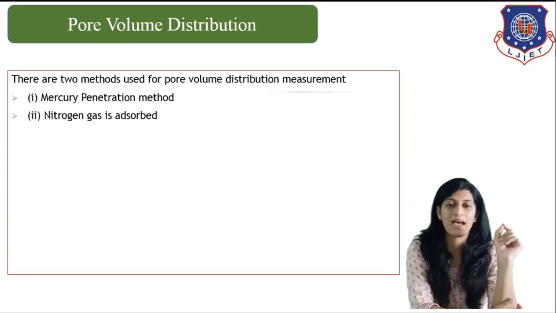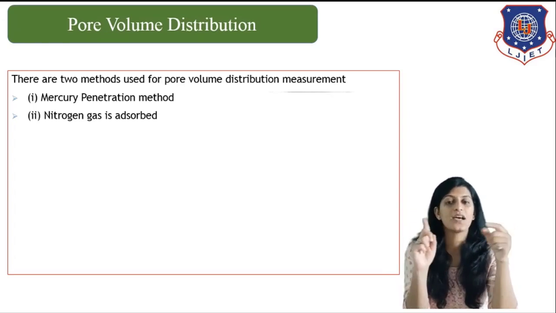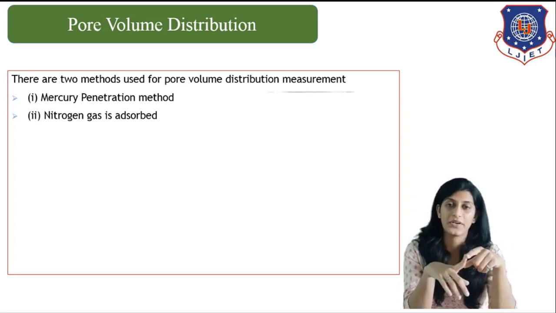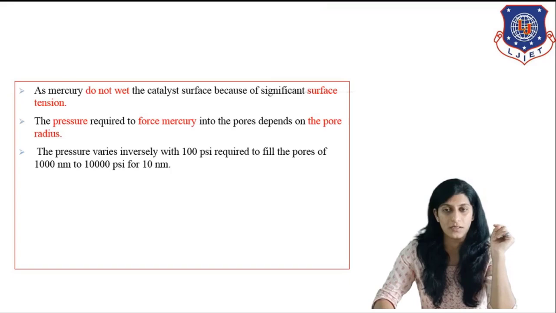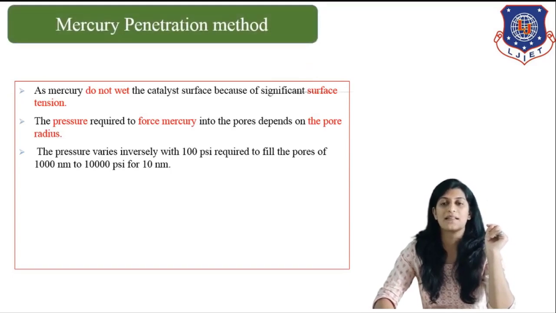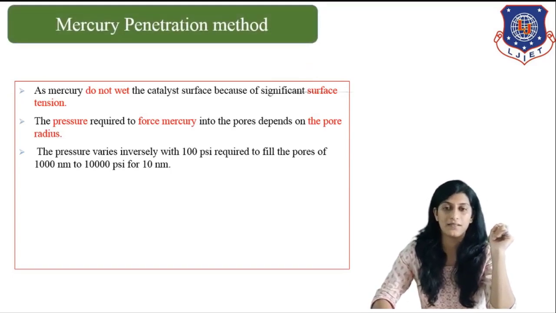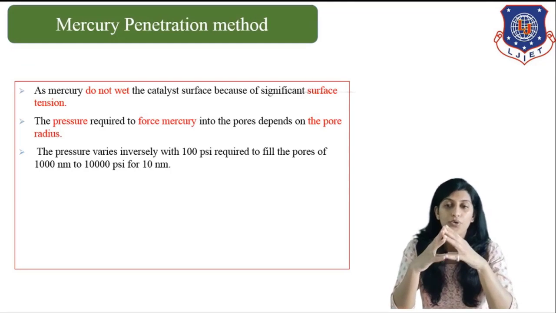Now let us discuss the next characterization technique, which is pore volume distribution. For this we have two different methods. One is the mercury penetration method and the second is the nitrogen gas adsorption method. In the first method, the mercury penetration method, a known amount of mercury is used.